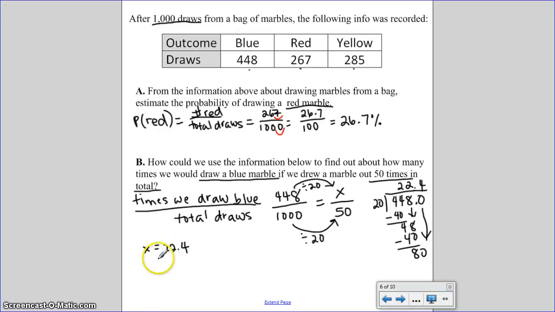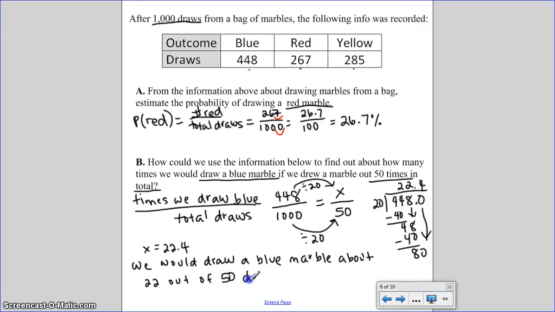which means that we would draw a blue marble about, let's estimate, 22 times out of 50 draws.